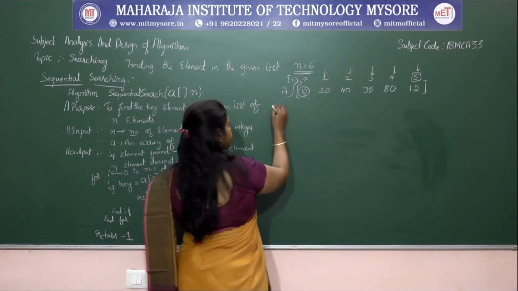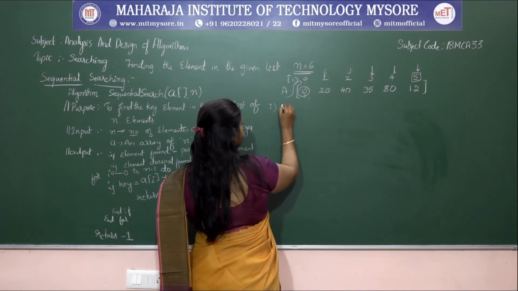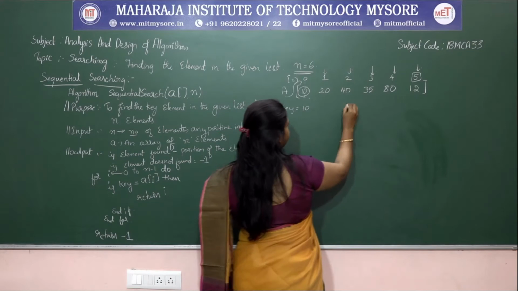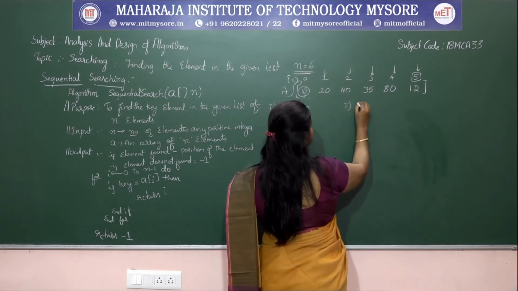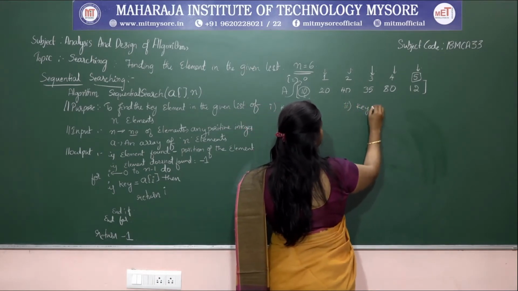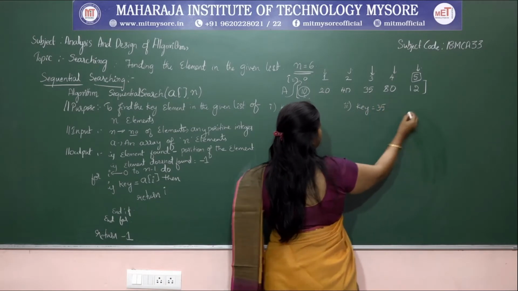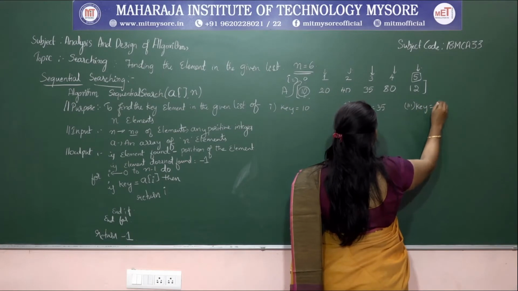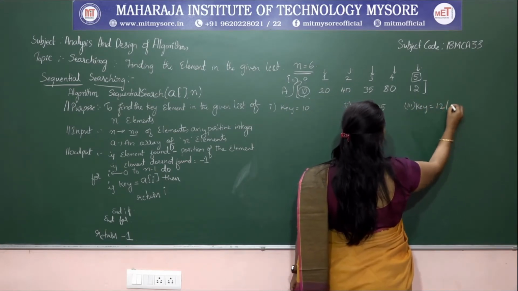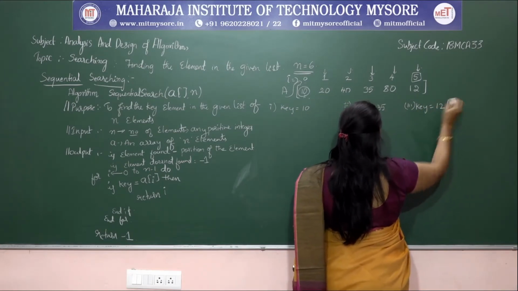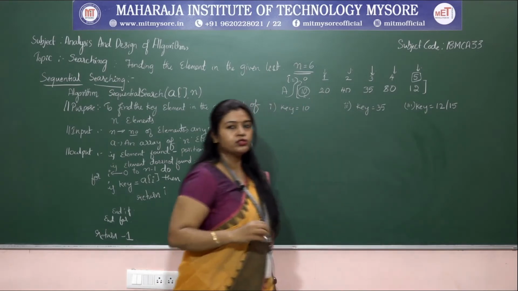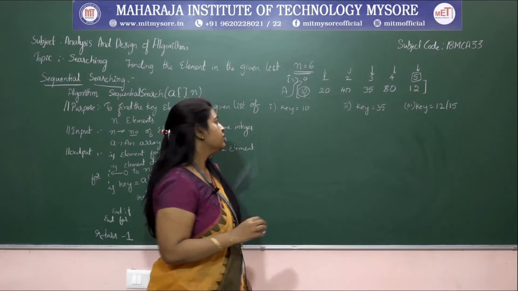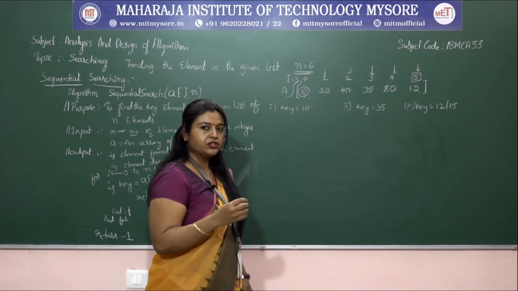Okay. So first input, when key is equal to 10. The second demonstration is when key is equal to 35, and the third one is when key is equal to 12 or 15. Okay. So actually 4 different demonstrations have to be done, but I am taking only 3. Okay. So let us do the iterations.